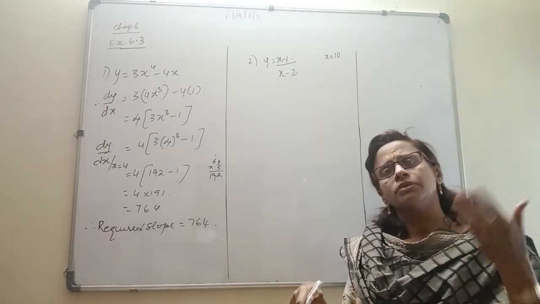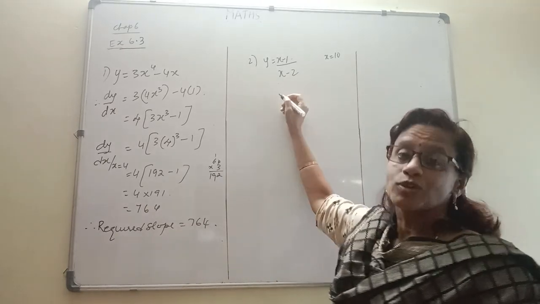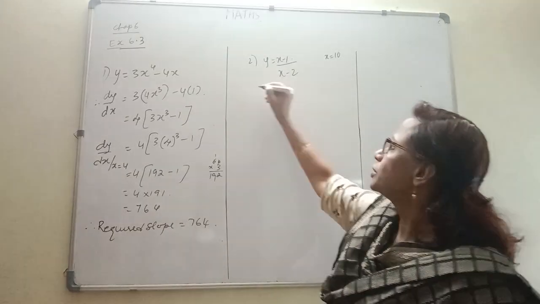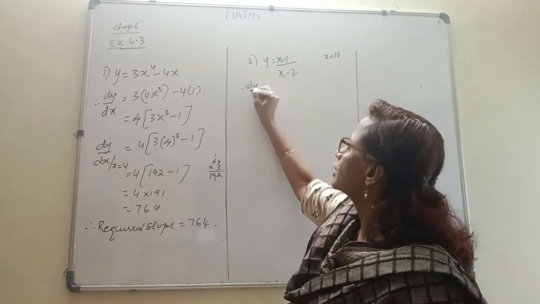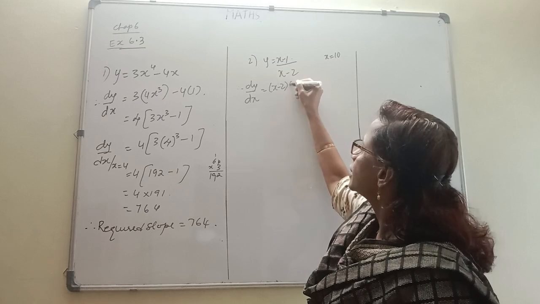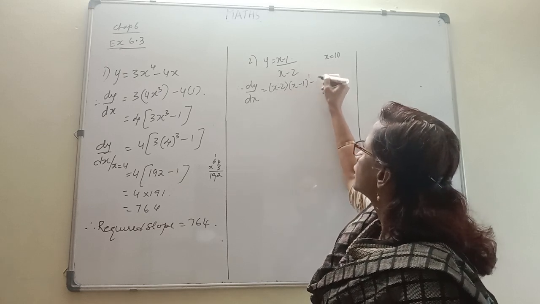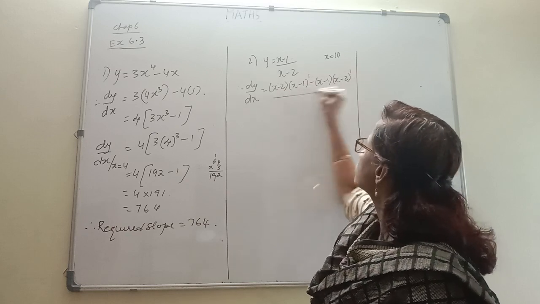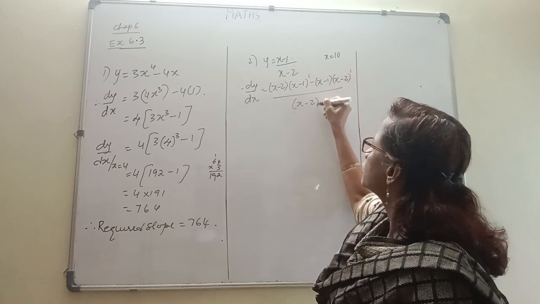dy by dx we will do, and then we'll find out. But this is a quotient, so we'll apply the quotient rule. Quotient rule we all know. So let's apply it. dy by dx: x minus 2 as it is, derivative of x minus 1, then x minus 1 as it is, derivative of x minus 2, by x minus 2 the whole square.